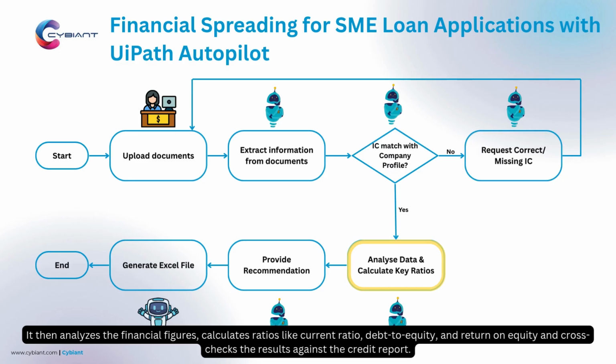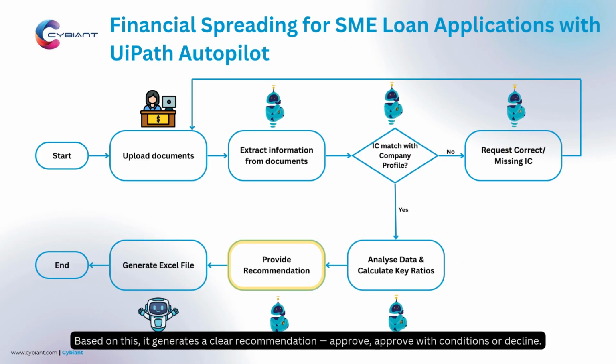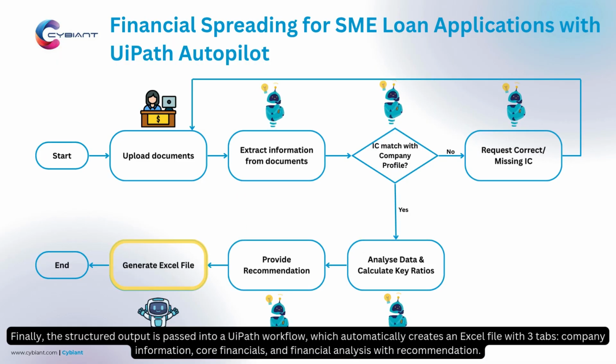It then analyzes the financial figures, calculates ratios like current ratio, debt to equity, and return on equity, and cross-checks the results against the credit report. Based on this, it generates a clear recommendation: approve, approve with conditions, or decline. Finally, the structured output is passed into a UiPath workflow, which automatically creates an Excel file with 3 tabs: company information, core financials, and financial analysis with recommendation.